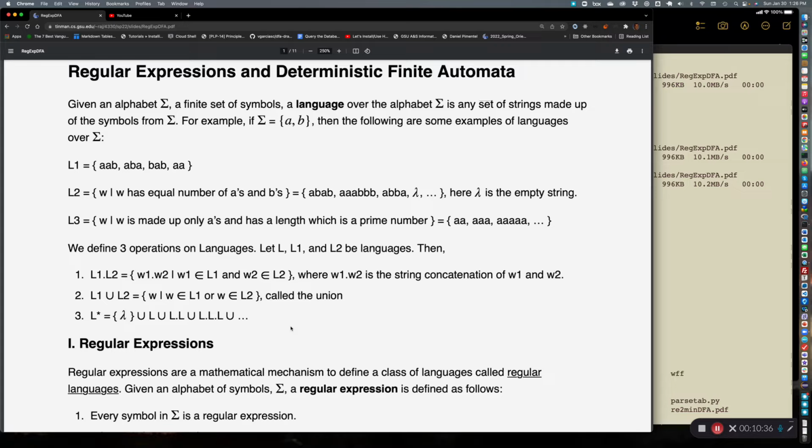So those 3 operators we will consider when we study regular expressions. So that's all there is as far as languages are concerned. Let's recap: given an alphabet, a language is a set of strings from that alphabet. It could be finite or infinite. And we define 3 operations: the product of 2 languages, L1 dot L2, the union of 2 languages, L1 union L2, and the star operator on a language, L star.